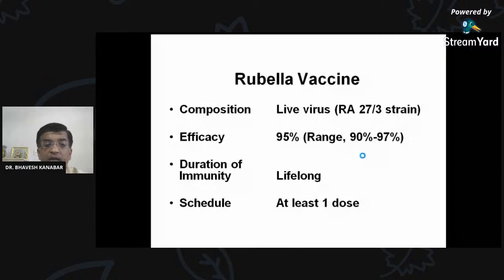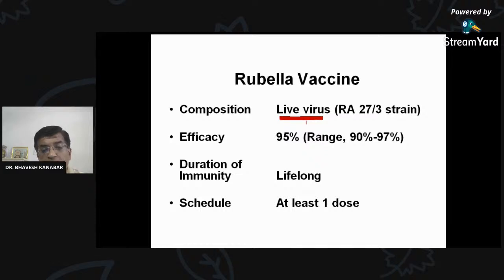Then the rubella vaccine, as you know, is given in the form of the MR vaccine or MMR vaccine, in the National Vaccination Schedule of the government. Remember the schedule when the MR vaccine is given. I have also told you while we were discussing measles. These are live virus vaccines. The rubella vaccine contains live virus, the RA273 strain.